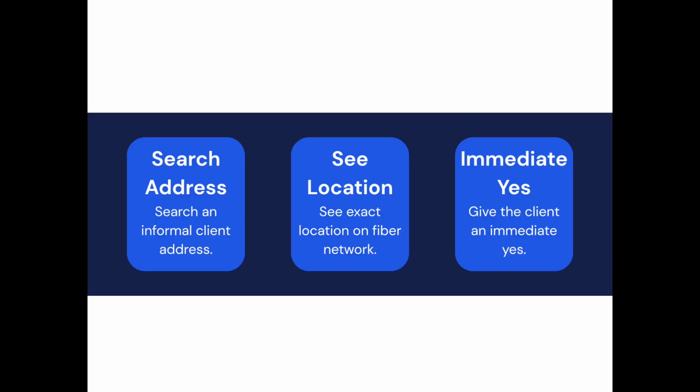And if you're pitching to potential clients, this is a huge advantage. It's an incredibly fast 3-step workflow that empowers your team. Step 1, you search that informal client address. Step 2, you see their exact location right on your fiber network. And Step 3, you give the client an immediate yes. Someone calls to ask if you serve their area, and bam, you verify it instantly and impress those prospects with immediate answers right over the phone. No more, let me check and call you back.